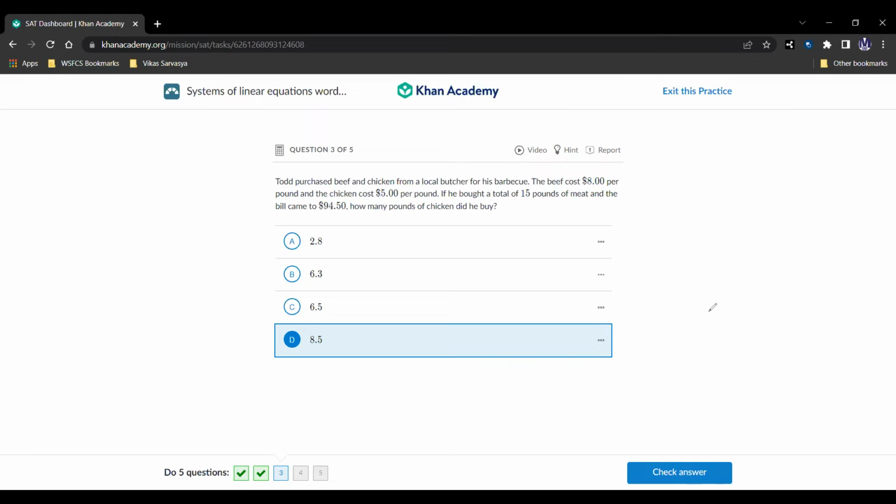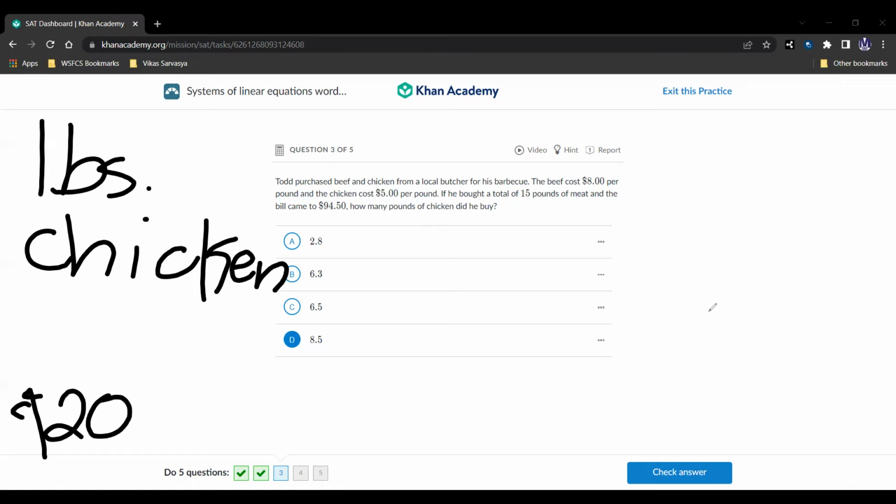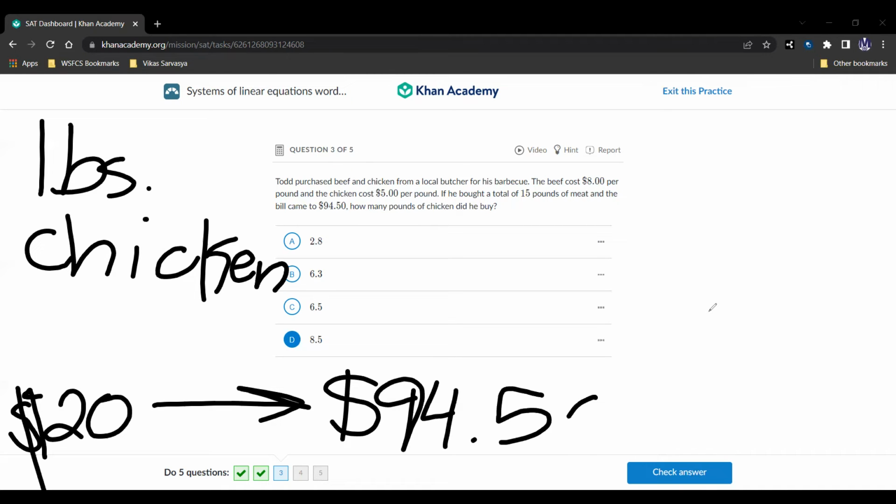They're asking us for the pounds of chicken. So we're going to assume that everything is the opposite. We're going to assume that it's all beef. And if it's all beef, 15 pounds of meat at $8 per pound, that's going to be $120. It costs $120, but we need to get it down to $94.50. So using a calculator, you can find that this is a difference of $25.50.